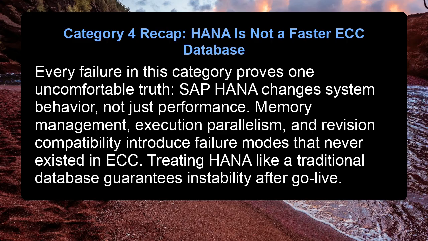Category 4 recap: HANA is not a faster ECC database. Every failure in this category proves one uncomfortable truth: SAP HANA changes system behavior, not just performance. Memory management, execution parallelism, and revision compatibility introduce failure modes that never existed in ECC. Treating HANA like a traditional database guarantees instability after go-live.